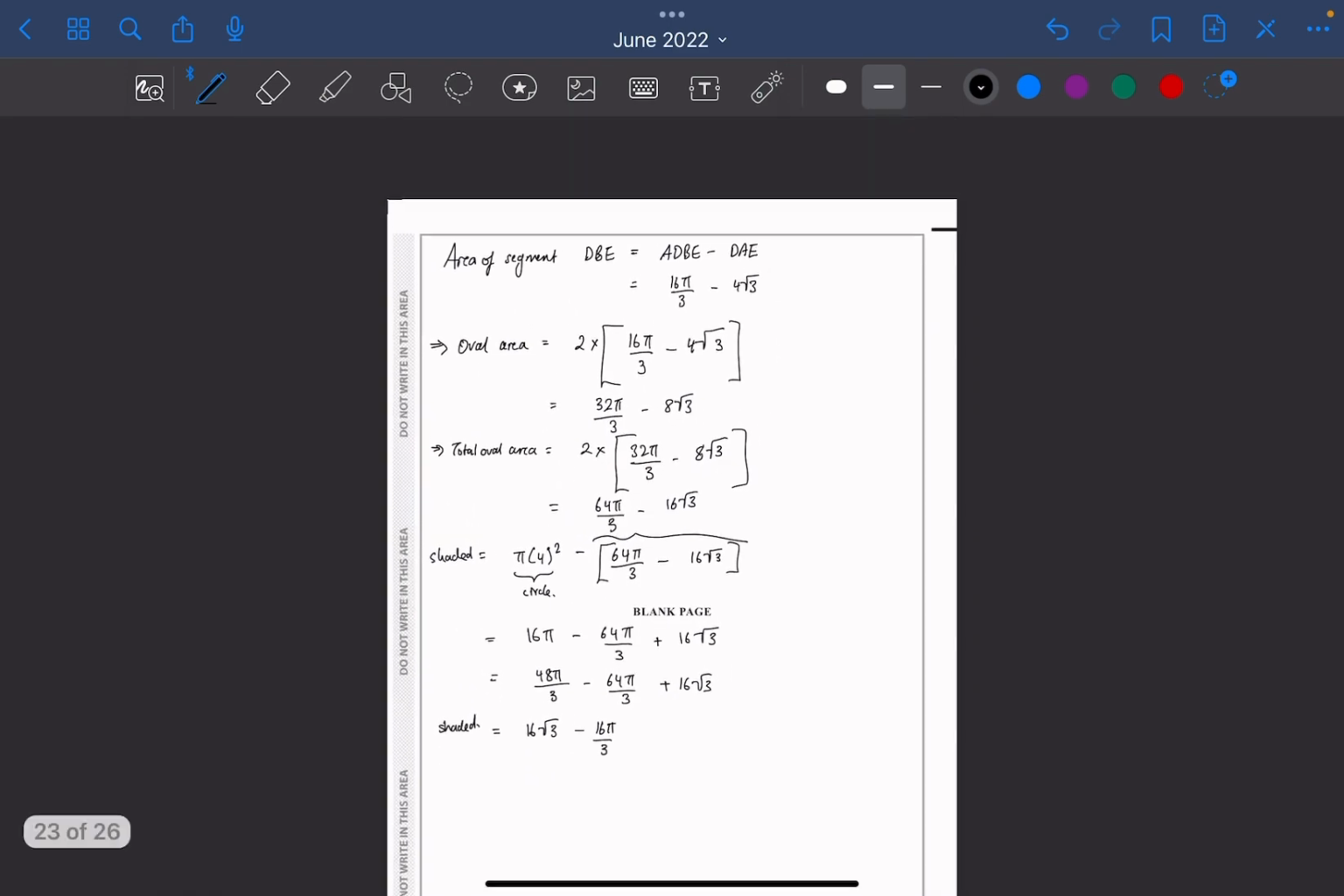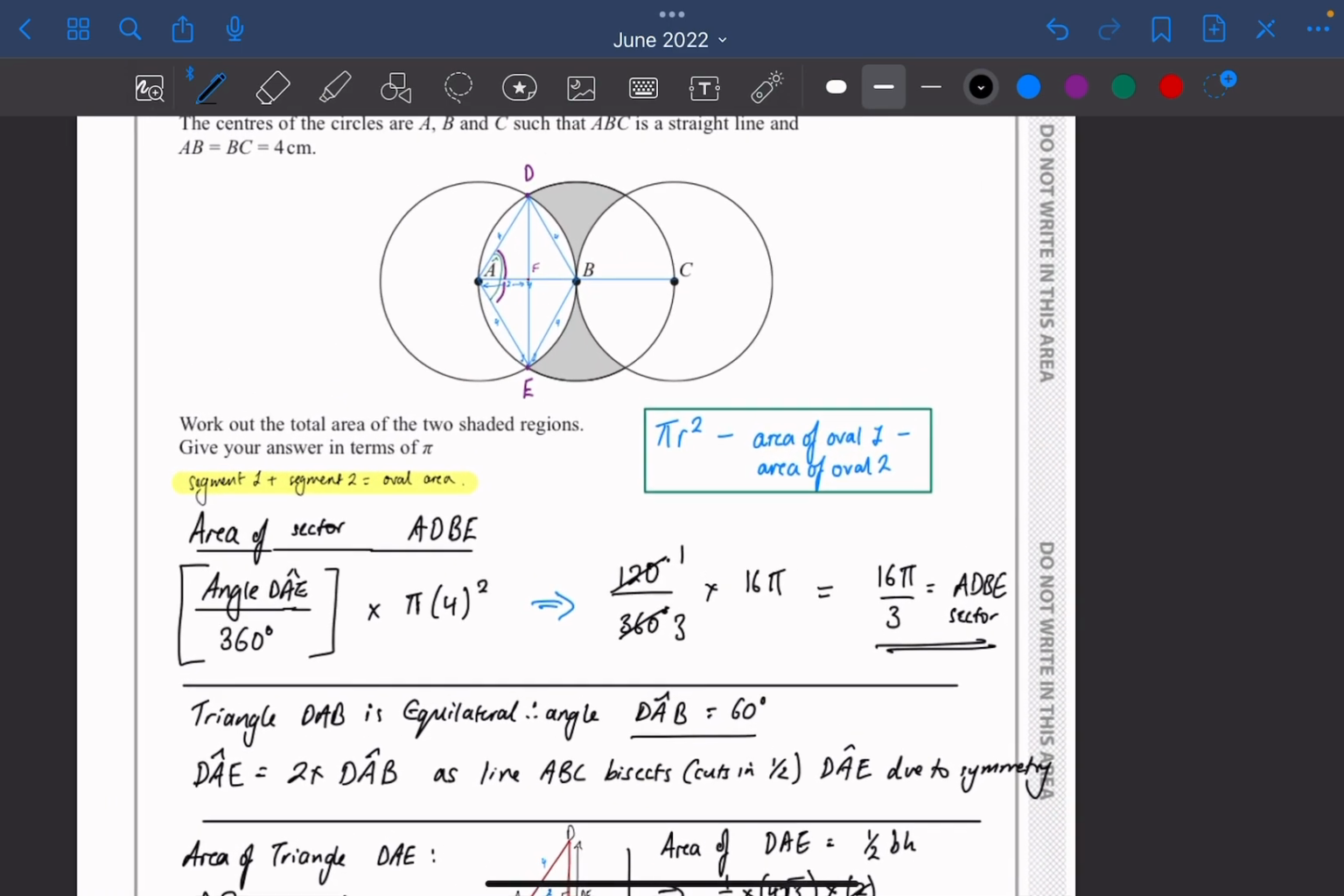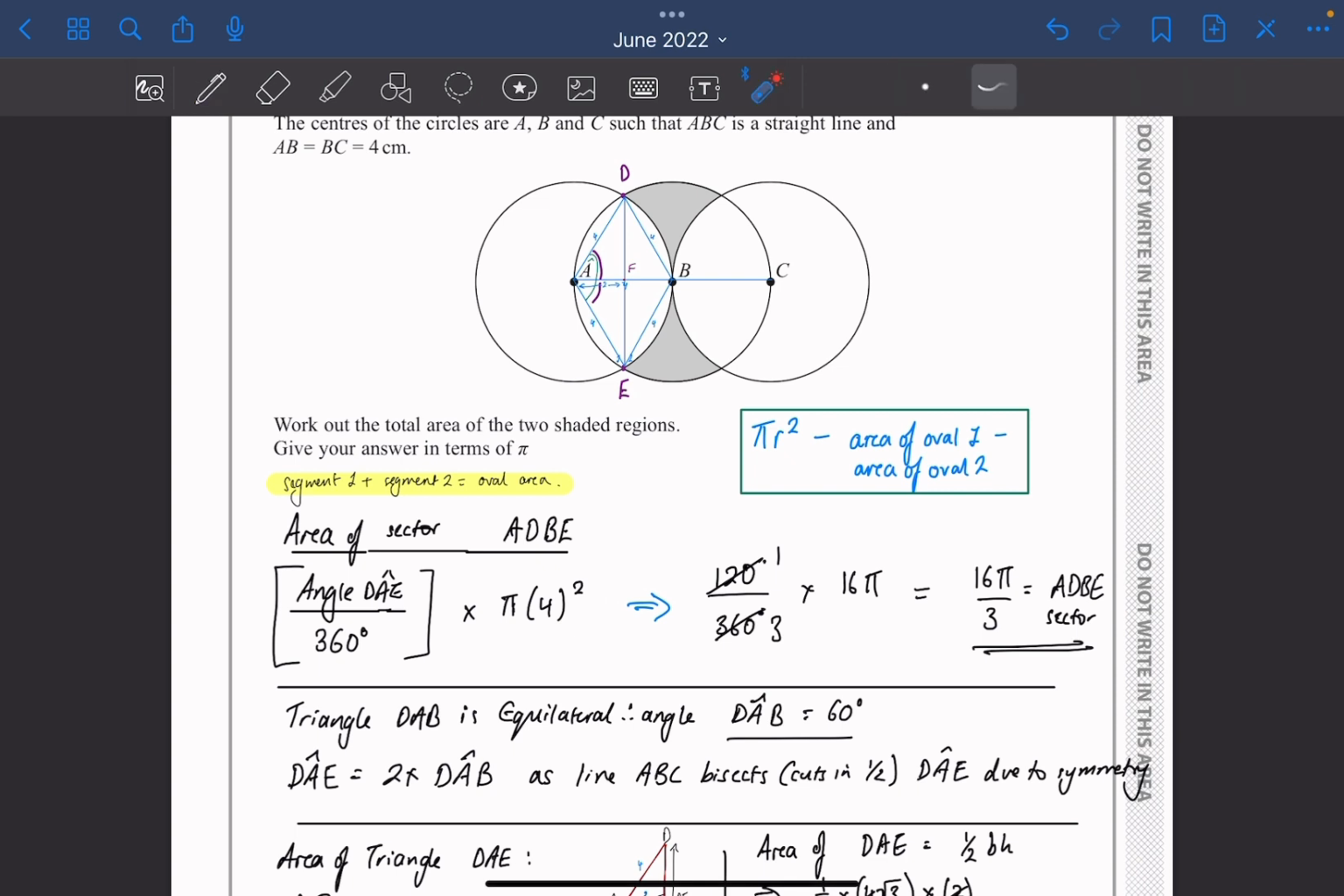Again, just to go through what we've done, first thing we did, we identified we need to find out the area of these ovals, and we used the factor of symmetry that you could just add both of them together. To find the area of this oval, we're trying to find the area of this segment. To find the area of that segment, you find the area of the sector, right? And the area of that sector, we found it to be this.